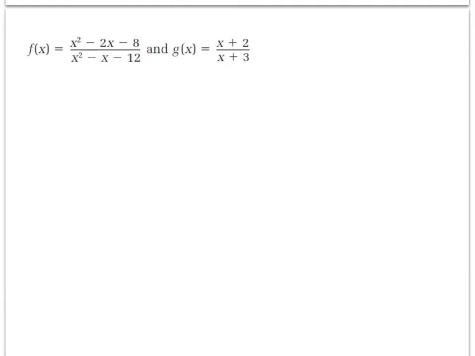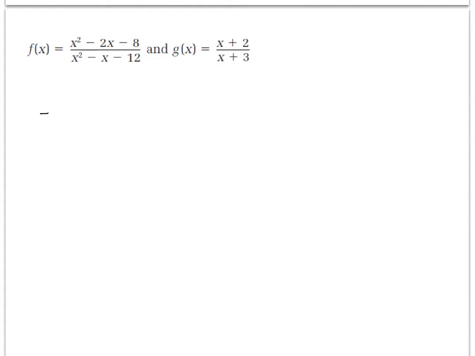The next example is to show whether f(x) and g(x) are equivalent, if they are equivalent. So again, remember, whenever you simplify, you have to specify the restrictions. Now we are dealing with fractions. So remember, the denominator cannot be equal to 0.